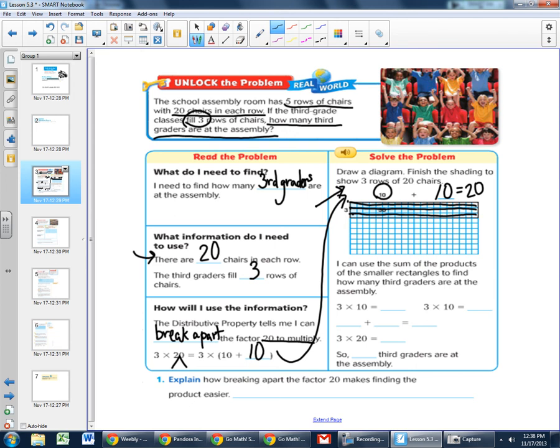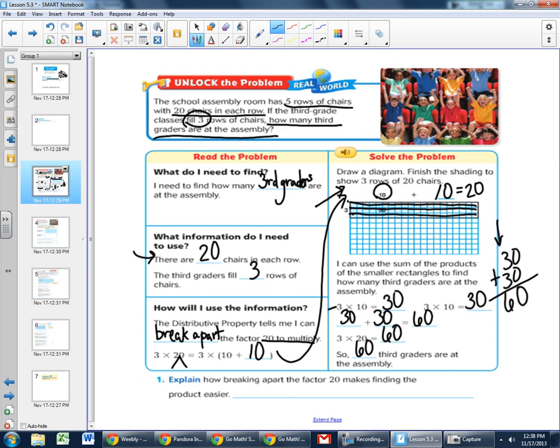Then you can use those sums. 3 times 10 equals 30. We did that at the very beginning of this unit. 3 times 10 equals 30. So now I have 30 plus 30. We know we really only need to add the tens units and then add a 0. So 30 plus 30 equals 60. 3 times 20 equals 60. So there are 60 third graders at the assembly.